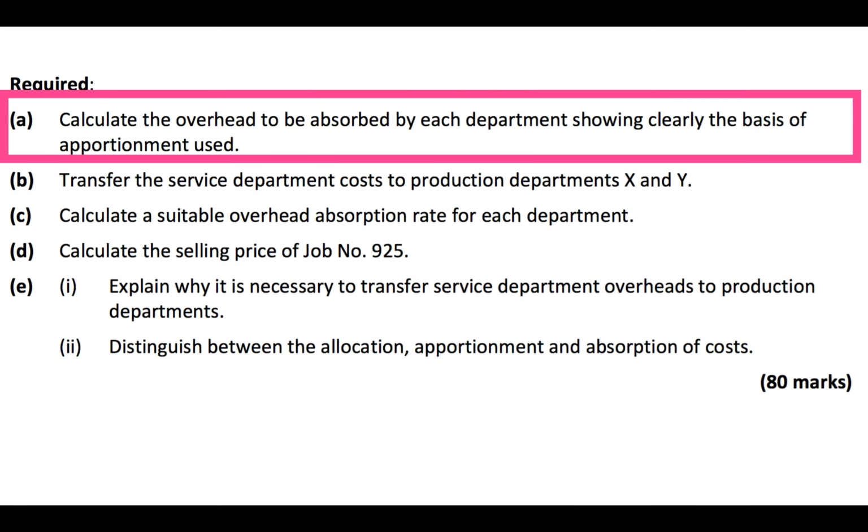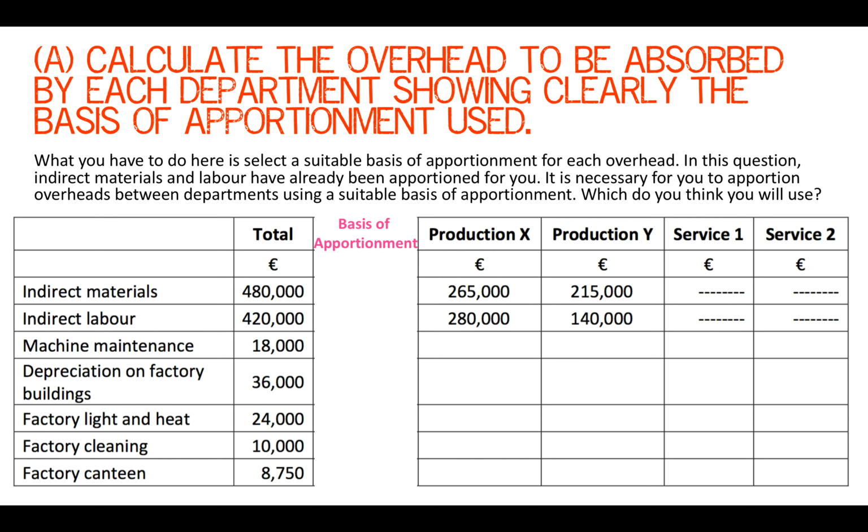So part A asks us to calculate the overhead to be absorbed by each department, showing clearly the basis of apportionment used. What we're going to do is write down all of this information into your answer booklet, and split up the totals between all of the different departments using a suitable basis of apportionment. And where are we going to find that out? Well, we'll have a better look at it now.